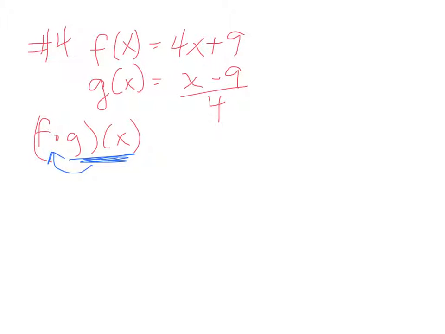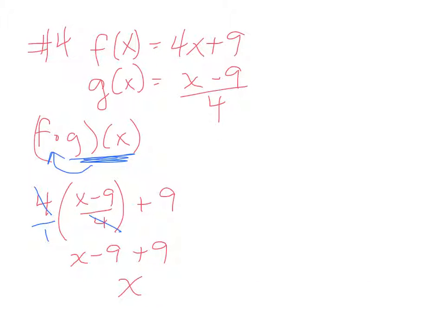It looks like this: 4 times (x minus 9 over 4) plus 9. Because that f function says 4 times whatever x is plus 9. So we did that, 4 times this chunk plus 9. The 4's canceled. That one's on top, that one's on bottom. I know it's on top because it's a whole number, and that means it's 4 over 1. So you're left with x minus 9 plus 9, which is just x. So that one worked.